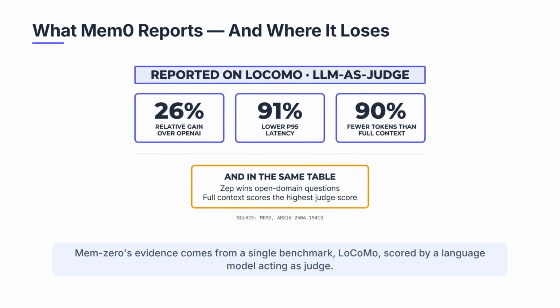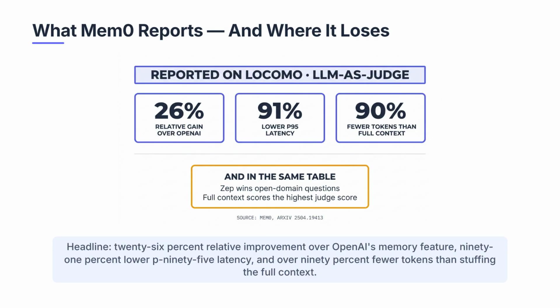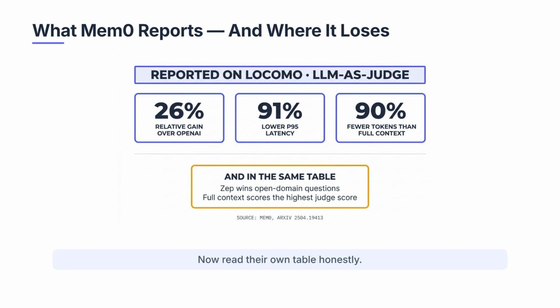Mem0's evidence comes from a single benchmark, Locomo, scored by a language model acting as judge. Headline: 26% relative improvement over OpenAI's memory feature, 91% lower P95 latency, and over 90% fewer tokens than stuffing the full context. Now read their own table honestly.